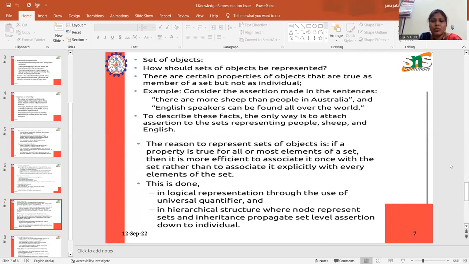The reason to represent sets of objects is that if a property is true for all or most elements of a set, then it is more efficient to associate it once with the set rather than to associate it explicitly with every element of the set. This is done in logical representation through the use of the universal quantifier, and in hierarchical structures where nodes represent sets and inheritance propagates set level assertions down to individuals.